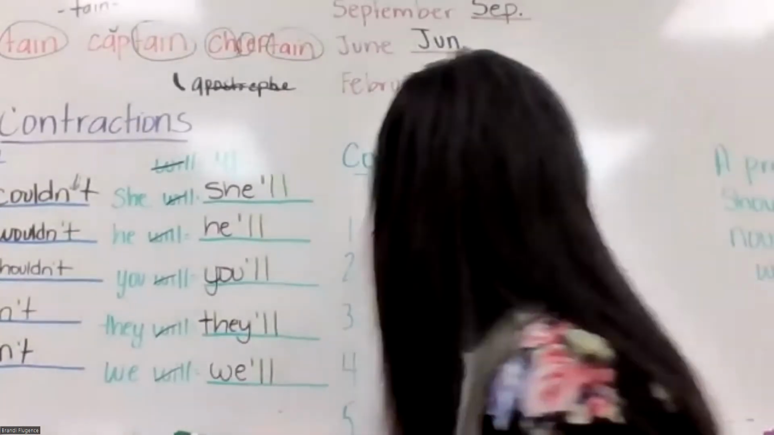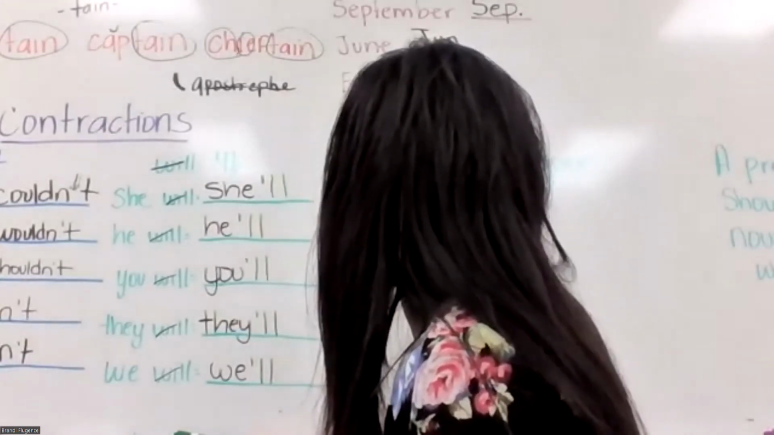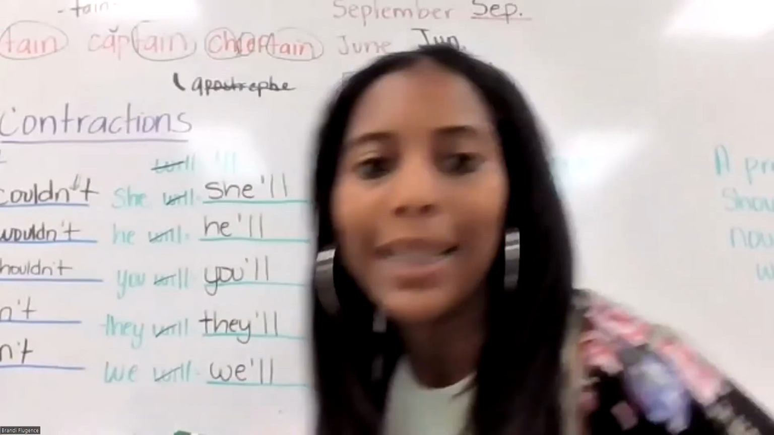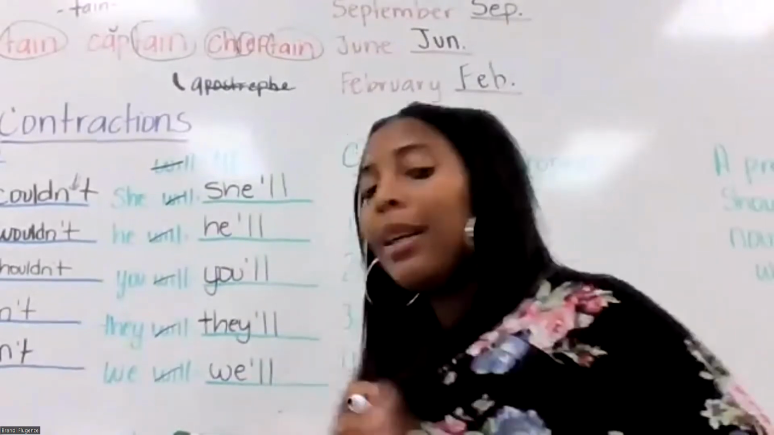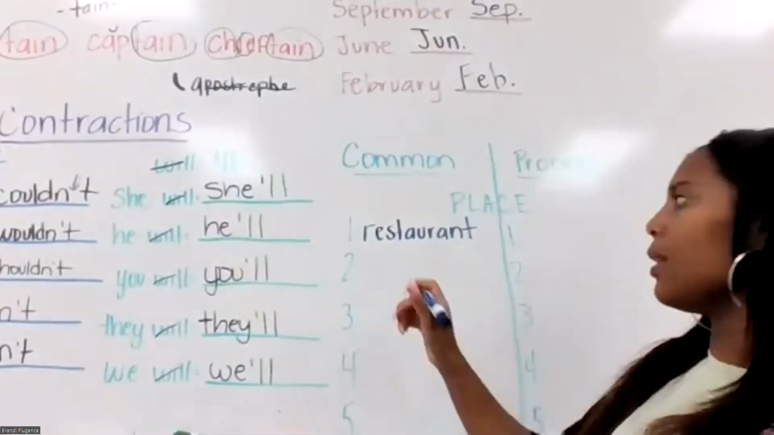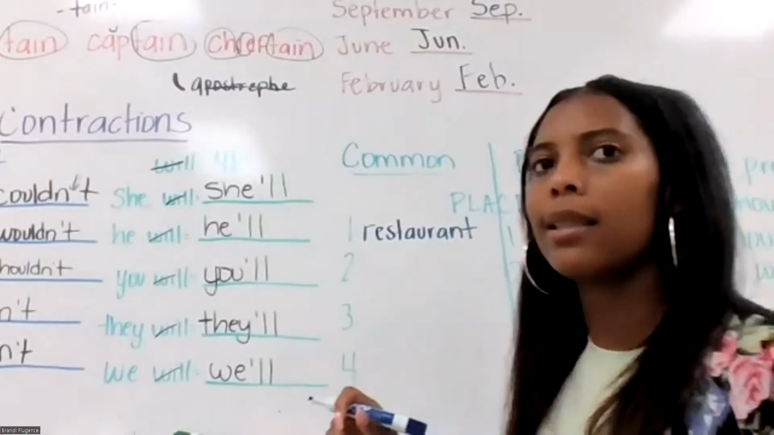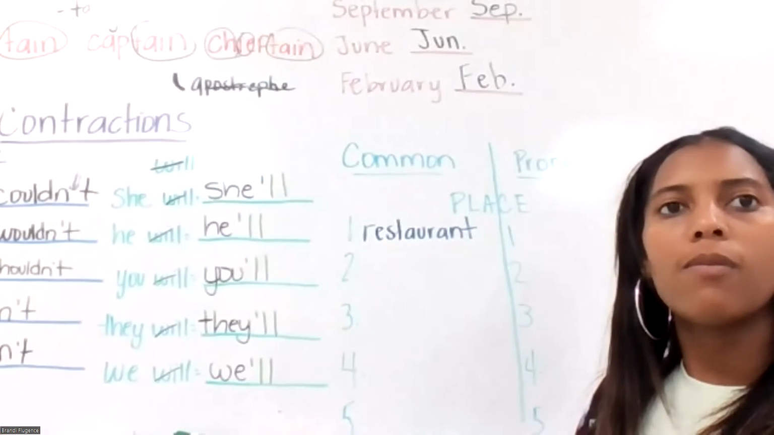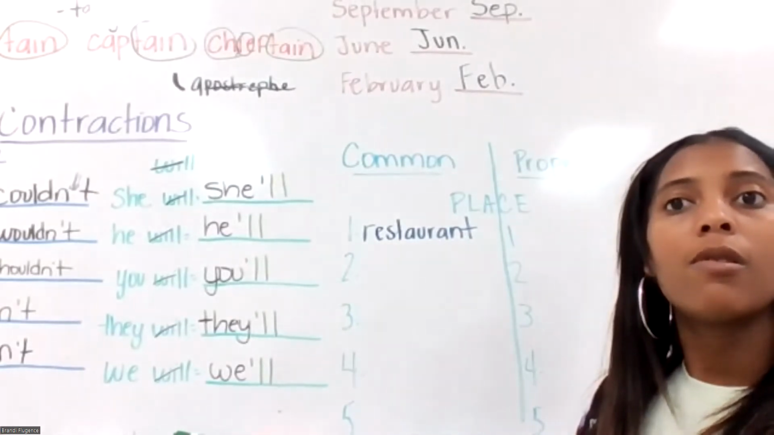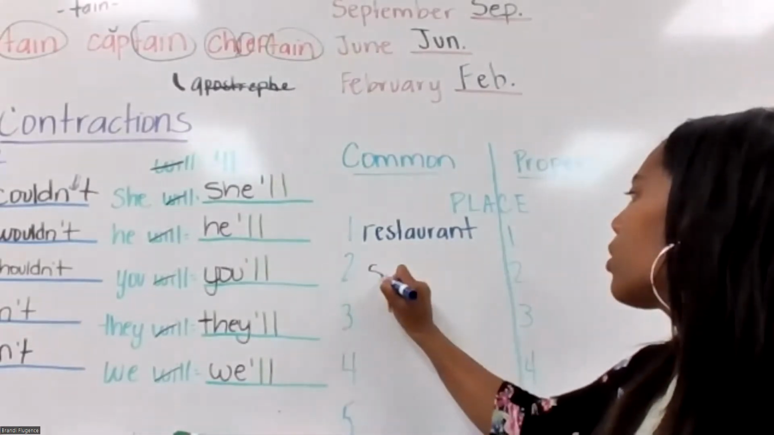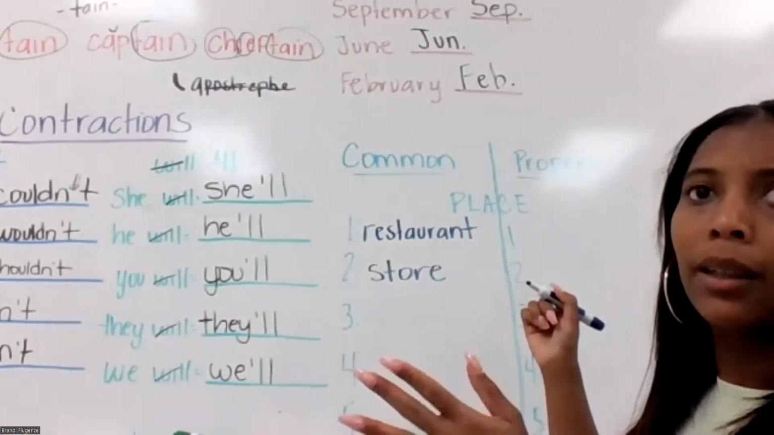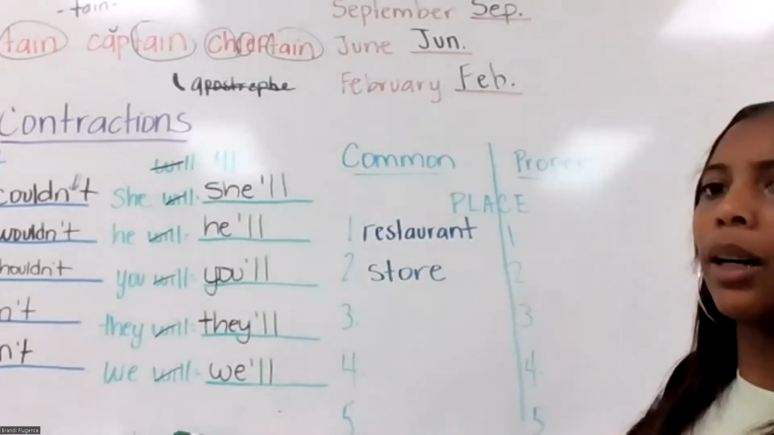Restaurant. A restaurant. There are so many restaurants. Okay, restaurants, right? That's common. If I say we went to a restaurant, it could be anyone. So it's common. What's another common noun name of a place? A store. If we say I'm going to the store, that could be any store. So that's common. Restaurant, store, it could be anyone.